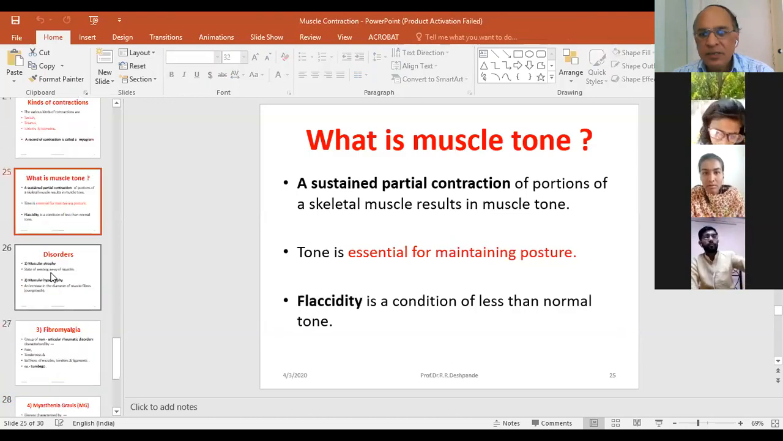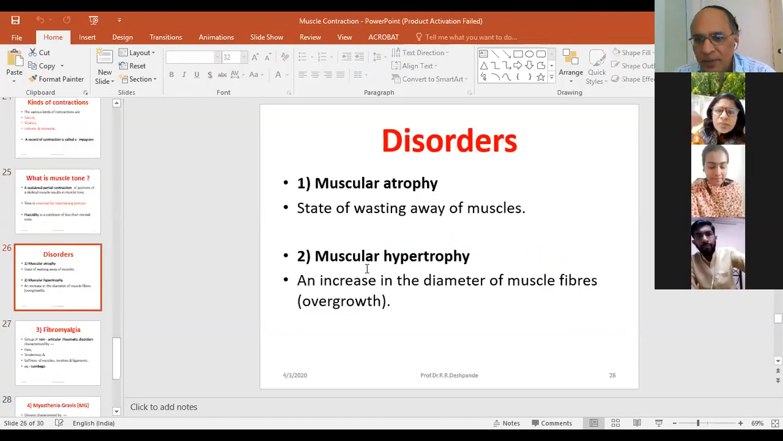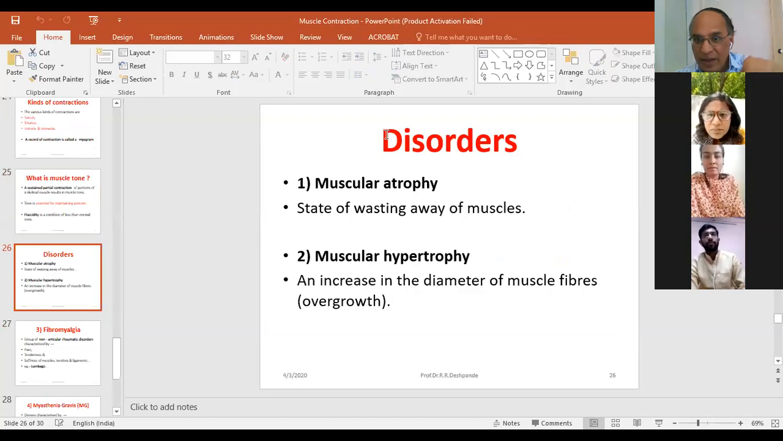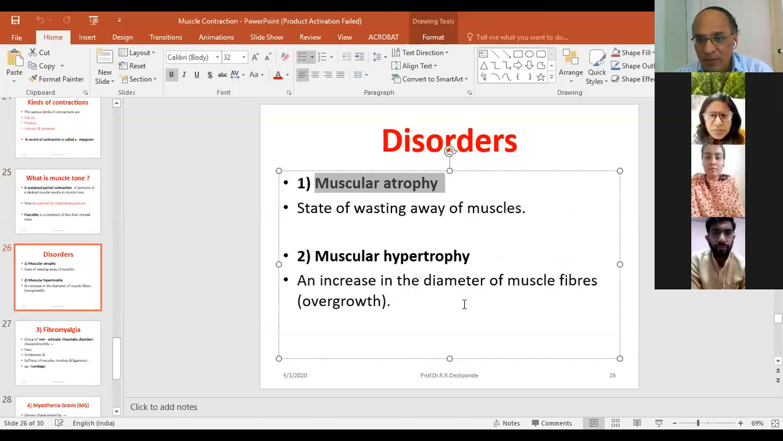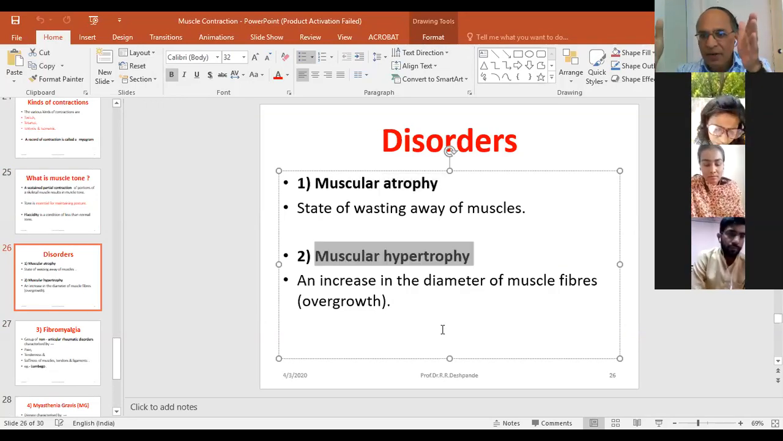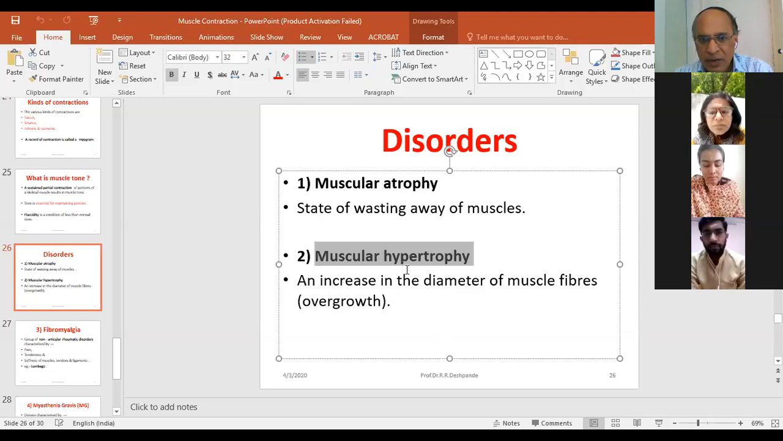In the muscles, we get different types of disorders or problems in our practice, and that can affect the muscle contraction. That's why we have mentioned it. One is atrophy, that is wasting of the muscle, with disease or improper diet. Then there is hypertrophy of the muscle, an increase in the diameter. These two words are opposite, atrophy and hypertrophy.